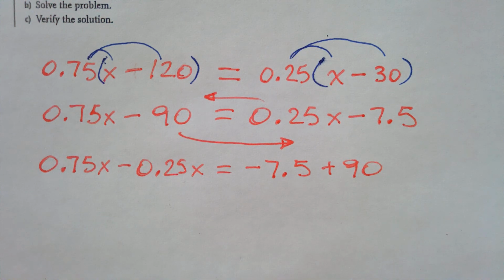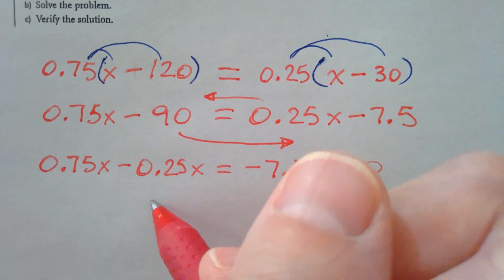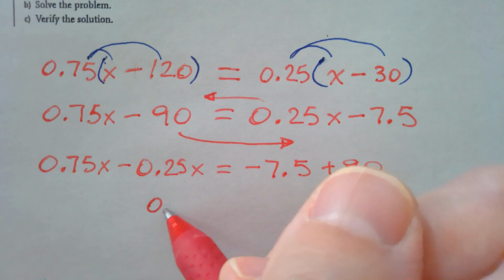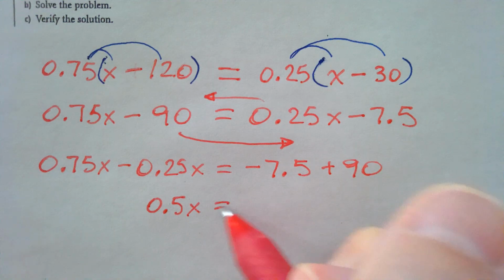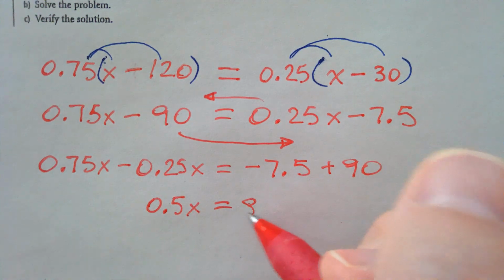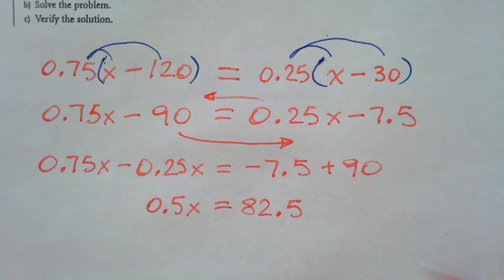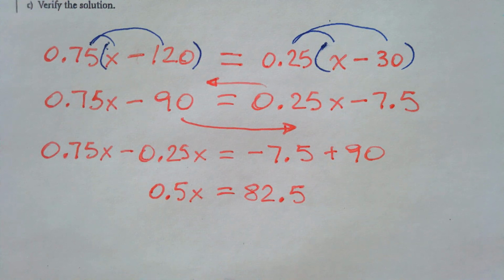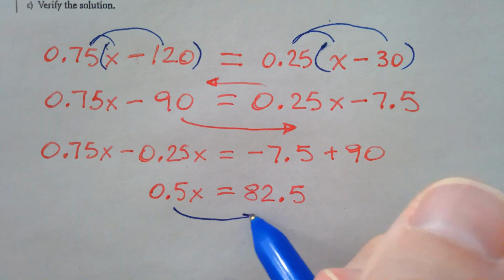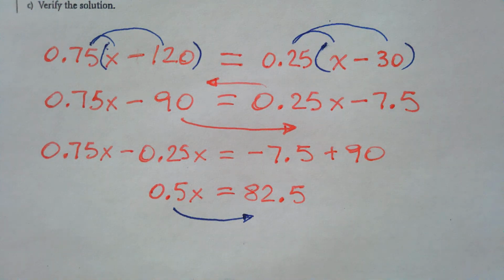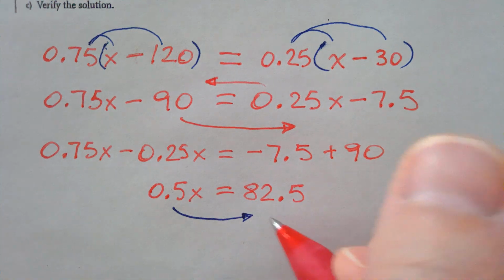Jared, can you help me here? So 0.75x minus 0.25x? 0.5. Yep, 0.5x. And then here, I get 82.5. Okay, so Jared, what do I do with this 0.5 now? Opposite of multiply? Divide. That's it.